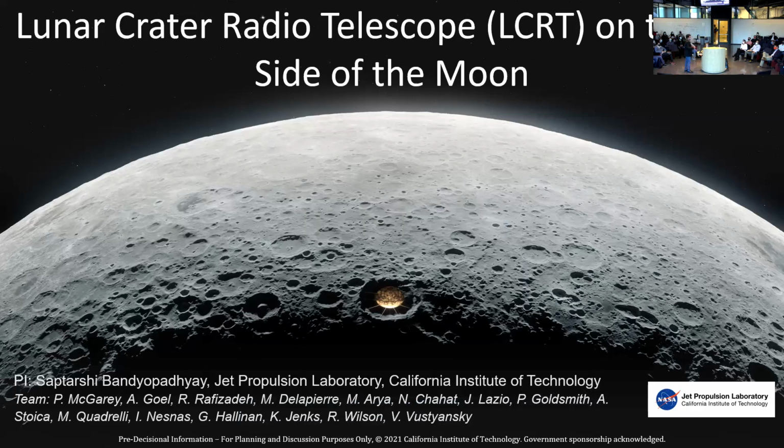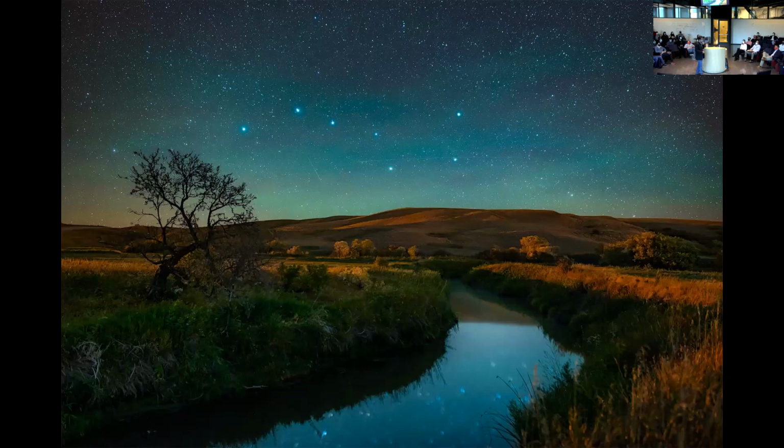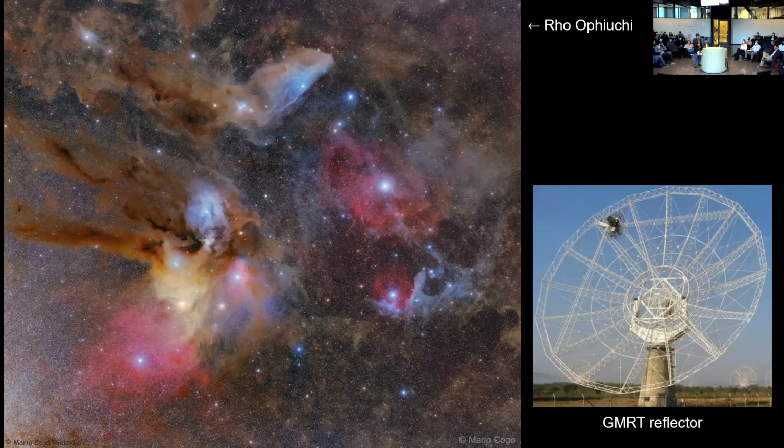So with that, let's jump right in. What are we trying to do? Before that, why did I start thinking about a project on the far side of the moon? My name, Saptarshi, means the Big Dipper constellation, so I've been interested in astronomy for all my lifetime. I was doing some research at the Giant Metrewave Radio Telescope, GMRT, in India, as part of my undergraduate studies, trying to study the Rho Ophiuchi cluster. And one of the things that happens when you study radio astronomy is you realize very quickly that we don't know what the universe looks like at wavelengths longer than 10 meters.